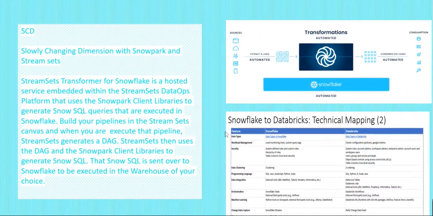Next, there is one more concept. This is a basic transformation pipeline using StreamSets, where I have the data files available in the sources, and then I extract and load that data through my data pipeline into the raw tables, and then apply the transformation logic and load it into the final presentation layer for the consumers to use. So this is a typical use case.